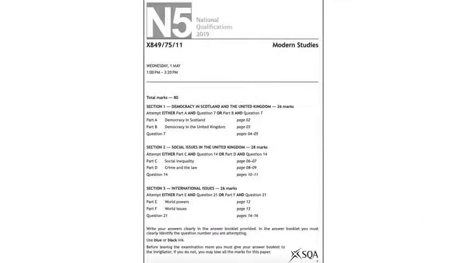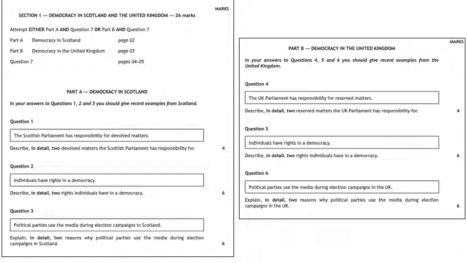So what might an SQA style National 5 exam paper look like? On the screen you will see a front page. You will see the different sections and a little reminder here that you should attempt either Part A or Part B. And the example I'm showing you is for you to consider whether you have done democracy in Scotland or democracy in the United Kingdom. Having a look at the different questions, note that there will be some very little differences between the questions, especially in the democracy unit. Therefore, it is important that you carefully ensure you're answering the right section.